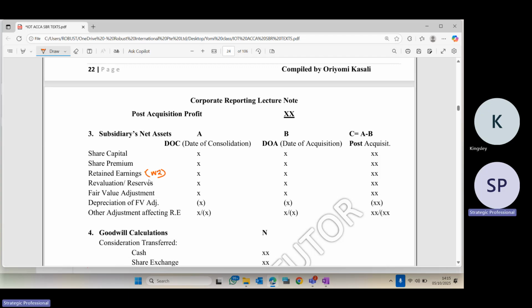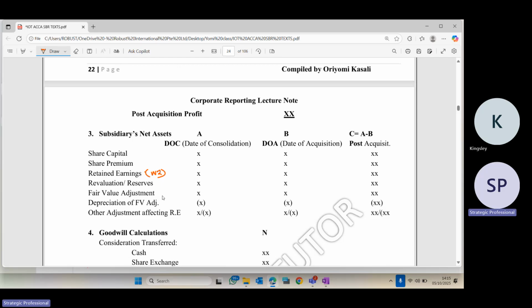After that, if there's any revaluation surplus, it's going to be here. Any fair value adjustment, we're also going to have it there. Likewise, if there's any depreciation of the fair value, it is going to be there. Please take note of that.